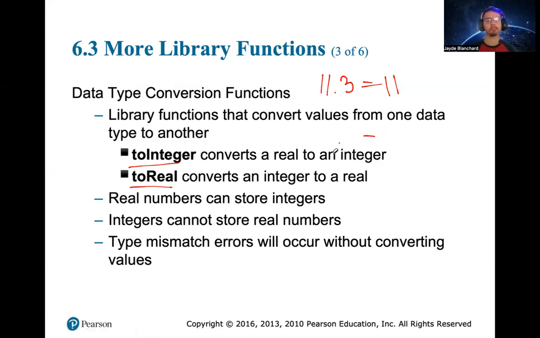And to real is the opposite. It's going to convert an integer to a real. So for example, if you have 11, it's going to be 11.0. If you have 12 as an integer, it's going to convert it to 12.0. So to real will just add a .0 to your integer. That's all it's going to do.